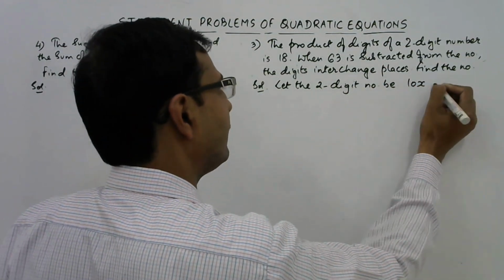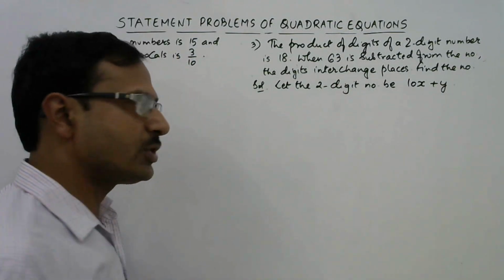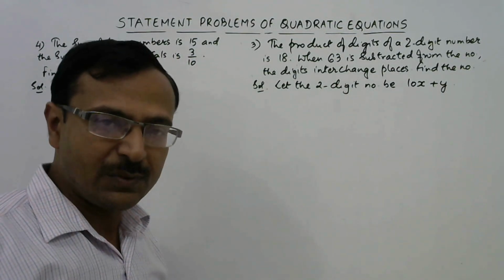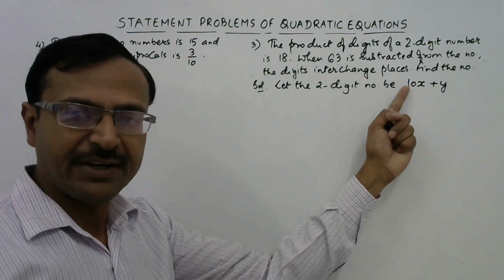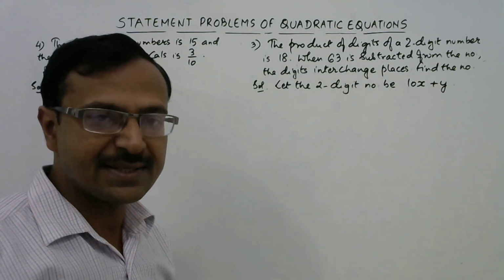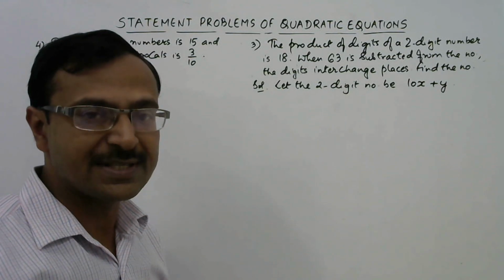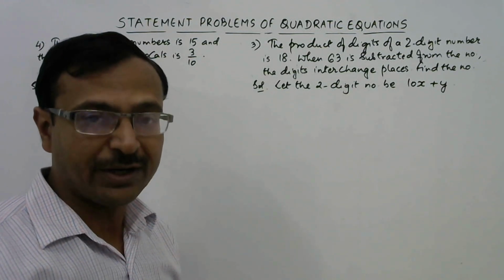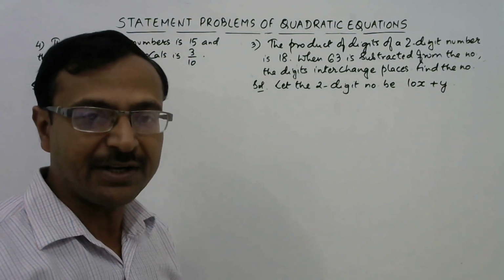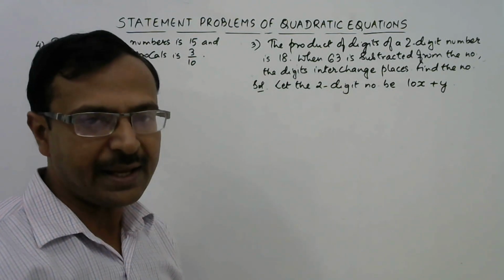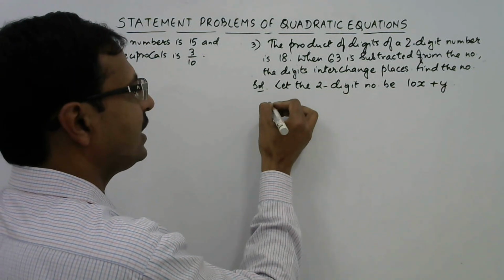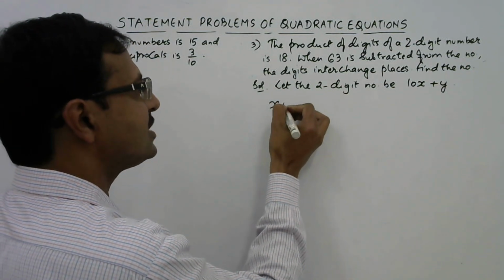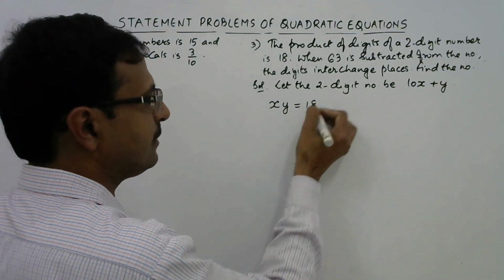10x plus y. Now, this is the way we assume the two-digit number, in which the digits are x and y, and we have written this 10 here because x is in the tens place. So this is the expanded notation of the two-digit number. That is why we have written 10. But the digits are x and y. So the product of digits is 18. So x into y is 18.